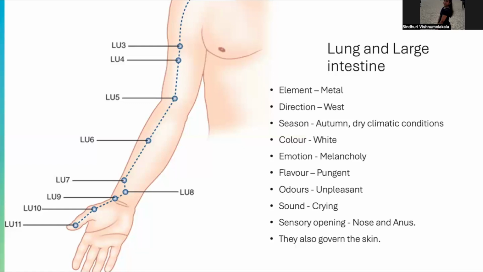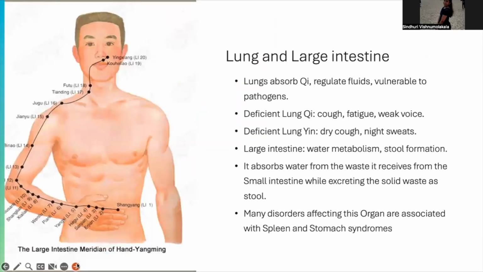Now, what do they govern? They govern the skin. They rule how the skin works, and you can understand the health of the lung and large intestine by understanding your nose. So your nose speaks about your lung. Now, in general, the yin channels are more elaborately studied and discovered compared to the yang channels. So, lung is a yin channel, as we already said, and large intestine comes under the yang channel.